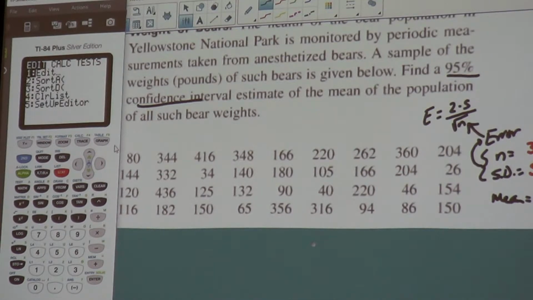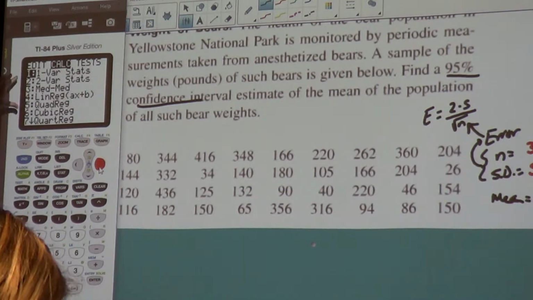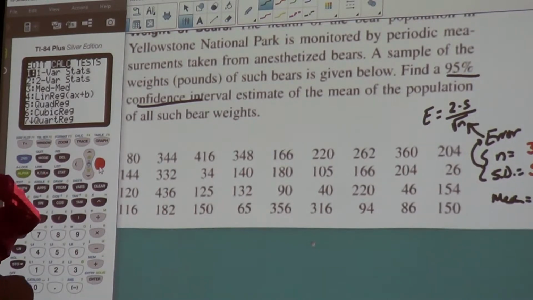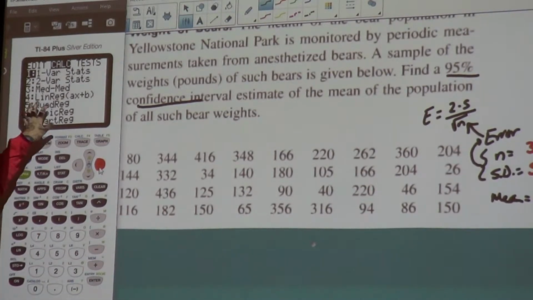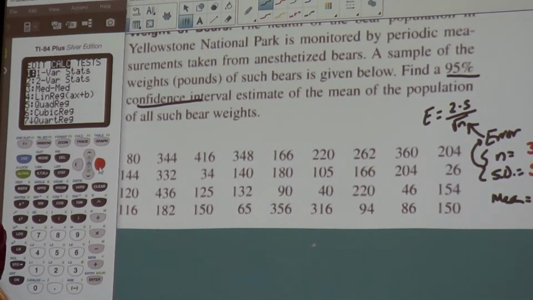Stat, Calc, Enter. Now, you only know how to do two things. You only know how to do number 1 and number 4. Number 1 is one-variable stats. Number 4 is where we did the y equals ax plus b. That's where you got two lists. That gave you the r value and the r squared value. The test, y'all all just screwed up.